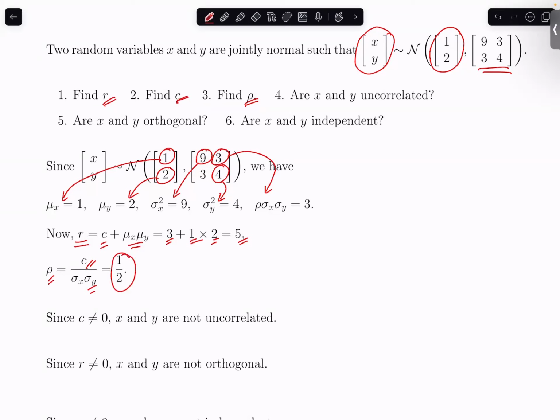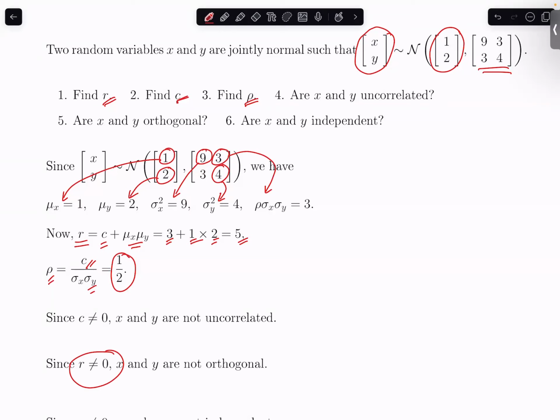Now we need to answer if x and y are uncorrelated. So what we can see is that the covariance is not 0. If covariance is not 0, then x and y are not uncorrelated. And then to see if x and y are orthogonal or not, we need to look at the correlation R. If the correlation is 0, they are orthogonal. Since it's not 0, x and y are not orthogonal.